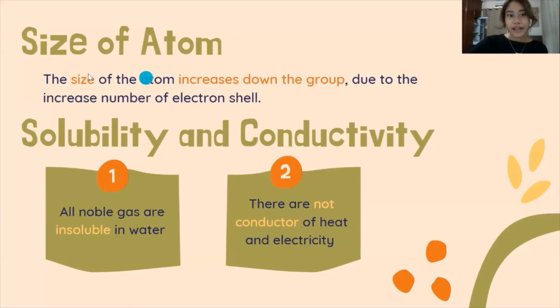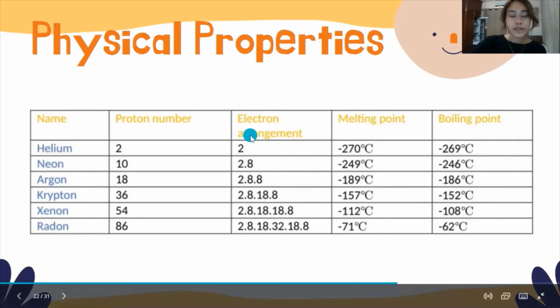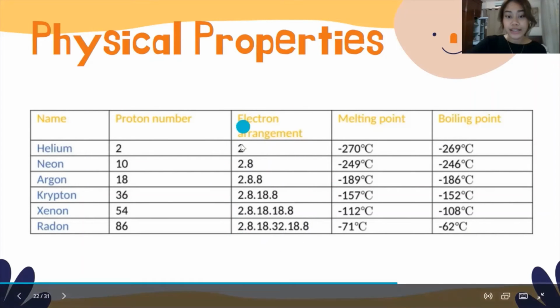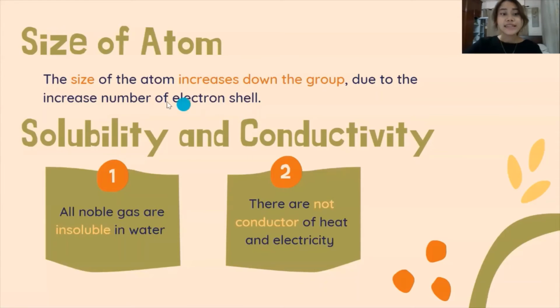So first is the size of atom. The size of atom increases down the group due to the increased number of electron shells. As we can see from this table, the electron arrangement, when it goes down the group, the electron shell increases. It's 1, 3, 5, 6. So when the electron shell increases, the size of atom also increases. Next we talk about solubility and conductivity. All noble gases are insoluble in water and they are not conductors of electricity.